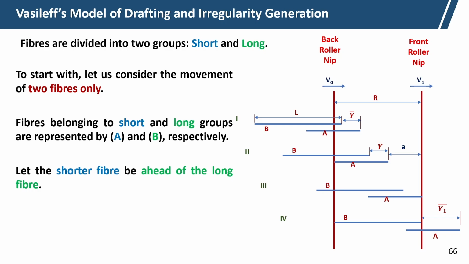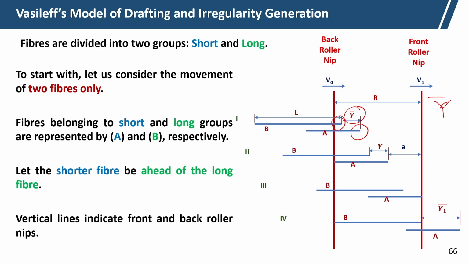Let the short fiber be ahead of the long fiber. The leading end of the short fiber A is ahead of the leading end of the long fiber by y bar, and the vertical lines indicate the front and back roller nips.